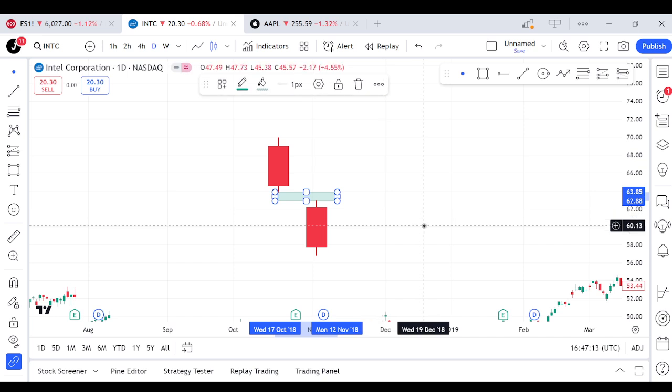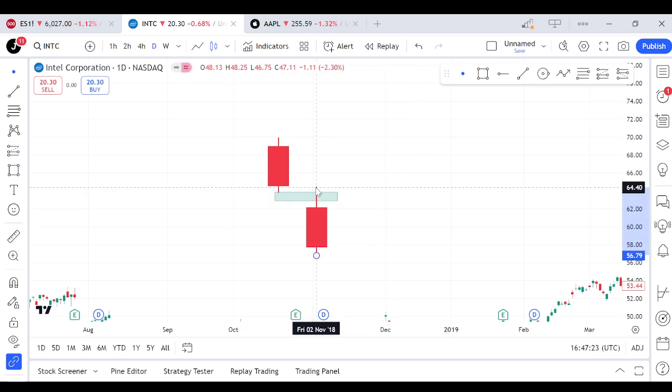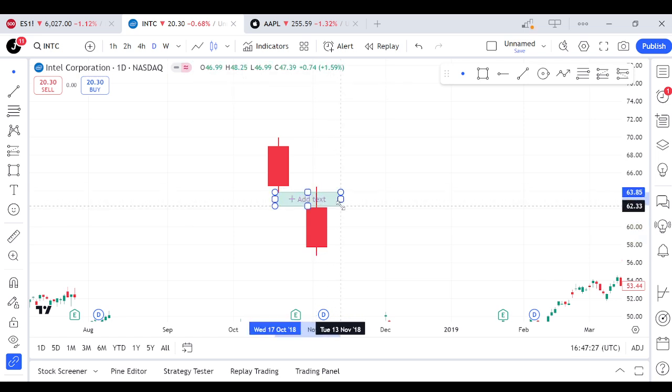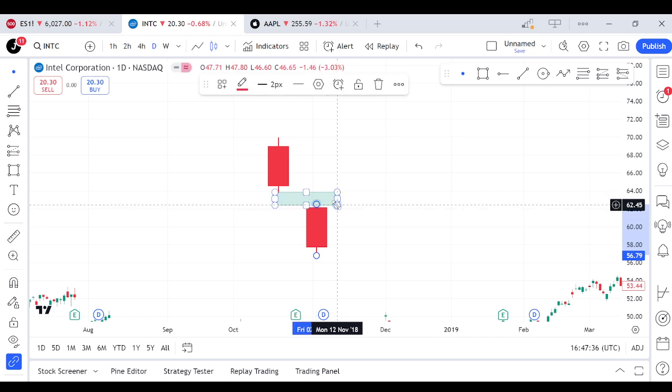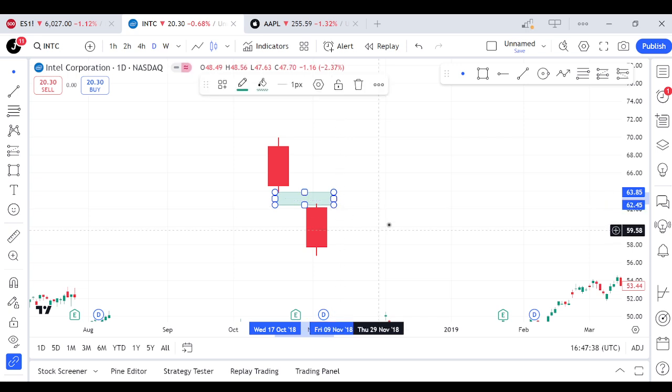So the third characteristic is the second candle's high is below the first candle's low. So this is very important. You don't want to be seeing the high encroaching into this area. I know this is still a gap, but we need the second candle's high to be below the first candle's low. This shows a clear gap between the two candles.